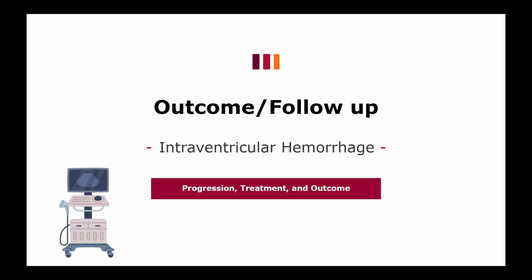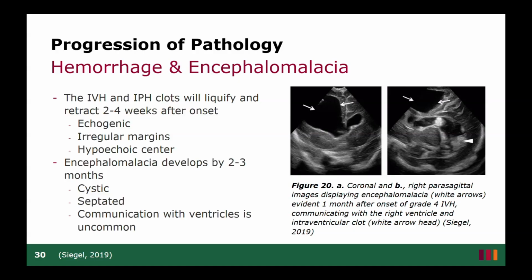Outcome and follow-up of intraventricular hemorrhage, progression, treatment, and outcome. The intraventricular and intraparenchymal clots will liquefy and retract approximately 2 to 4 weeks after onset of the grade 4 intraventricular hemorrhage. This will appear on ultrasound as a mass with irregular echogenic margins and a hypoechoic center. Following this, encephalomalacia will develop 2 to 3 months after intraventricular hemorrhage. Encephalomalacia is a cystic mass of destroyed brain tissue lined with gliotic white matter and reactive astrocytes. Encephalomalacia masses contain septations and they may communicate with the ipsilateral ventricles and residual intraventricular clot.